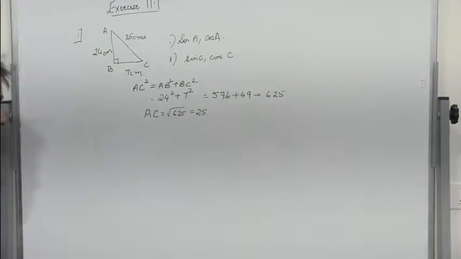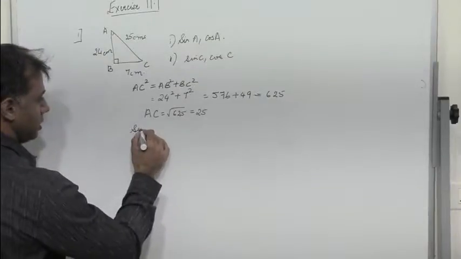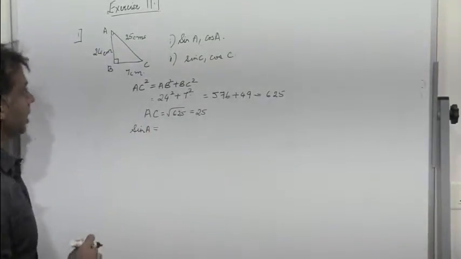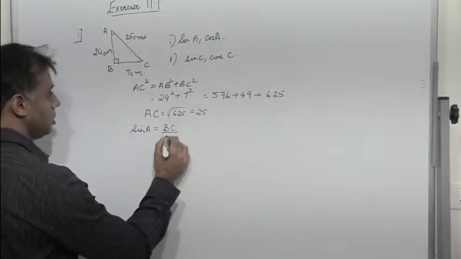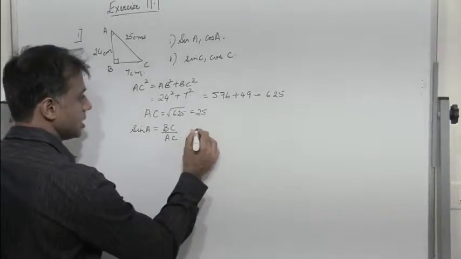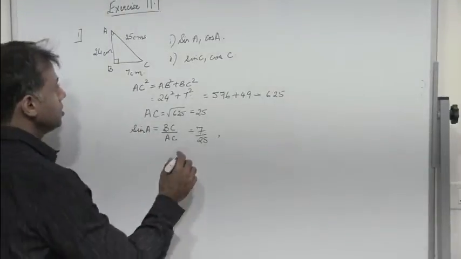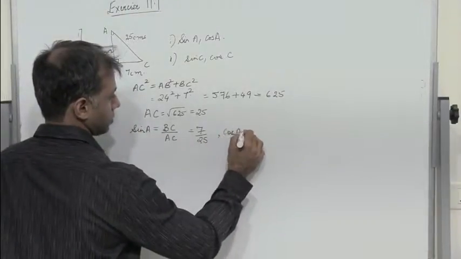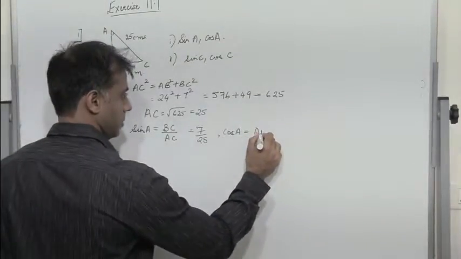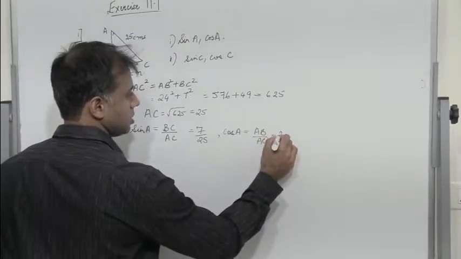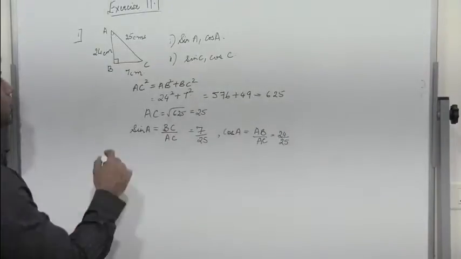Okay, so now I need to find sine of A. So this is the angle A. So what is sine A? So sine A is opposite side, which is BC, by the hypotenuse AC. Okay, so it is 7 by 25. Next, cos A. So what is cos A? The adjacent side AB by the hypotenuse AC, which is 24 by 25. Okay, so this is with respect to angle A.